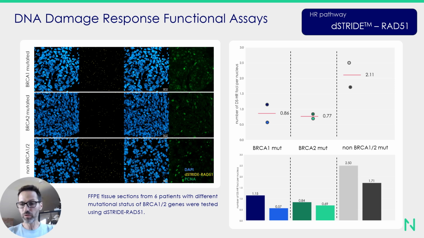This result, although on a limited dataset, provides proof that dSTRIDE RAD51 has the potential to become an important improvement in the assessment of HR status of cancer cells.